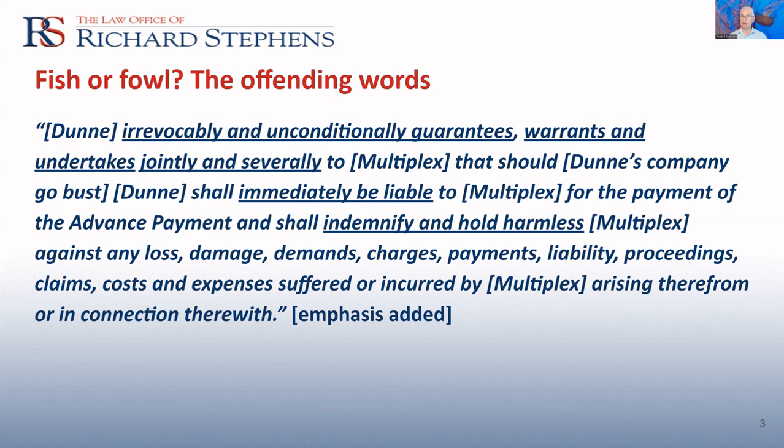And as well as all of those things, Mr. Dunn will indemnify and hold harmless Multiplex. So you have got a guarantee, a warranty, an undertaking, a completely redundant joint and several liability, a statement of immediate liability, and an indemnity. Six, half a dozen legal concepts in as many lines of text. I think the prize must go to the lawyer who did this.